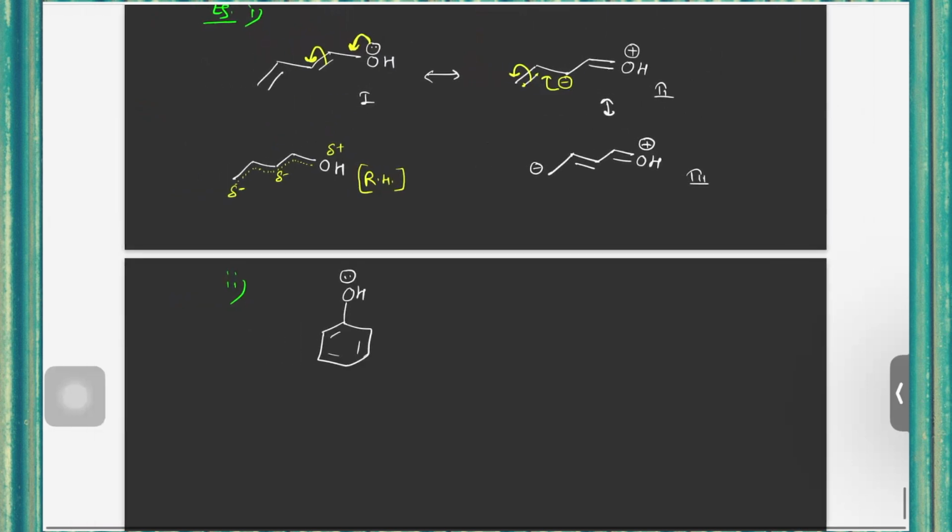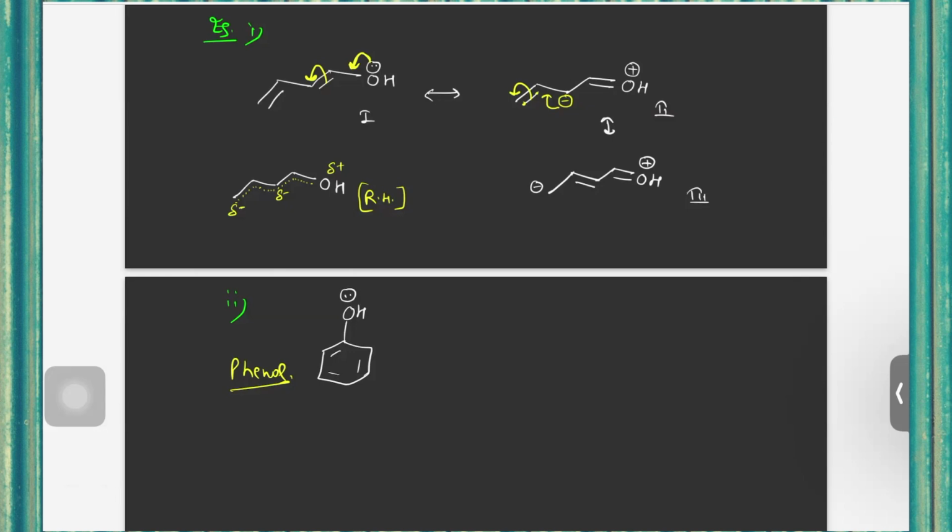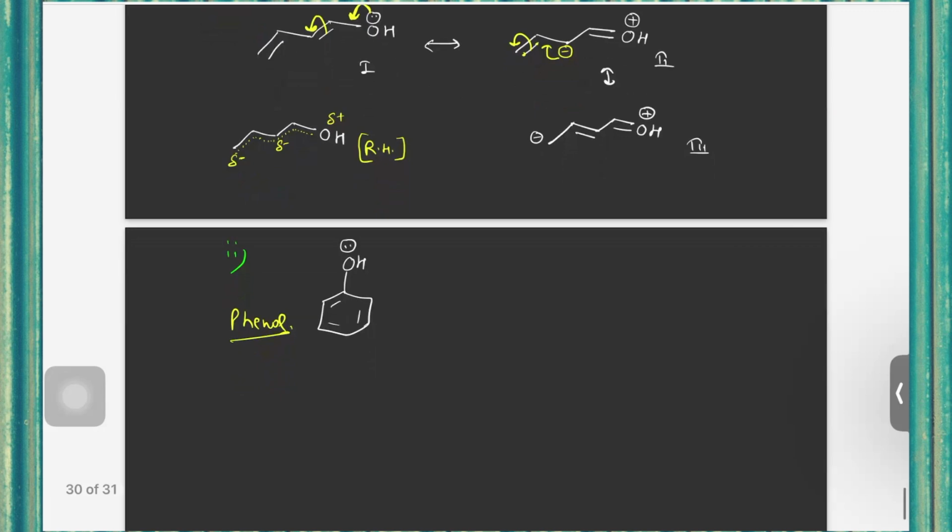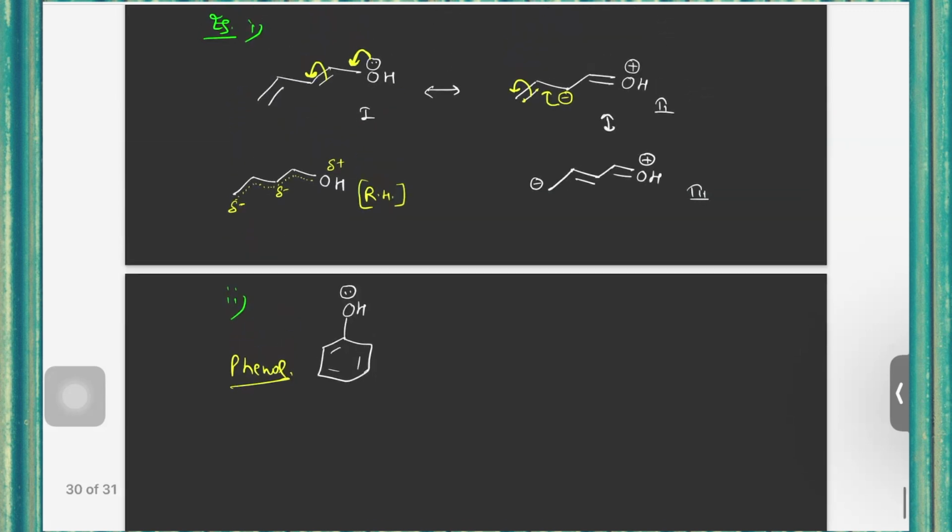Everyone has to draw the RS of this one. This is phenol, right? When an OH group is attached to benzene, that is called phenol. How will you proceed? From the lone pair, you will shift the lone pair to the next sigma bond, and the next pi bond you will break. Try. You can take help from the resonating structures which I have drawn.